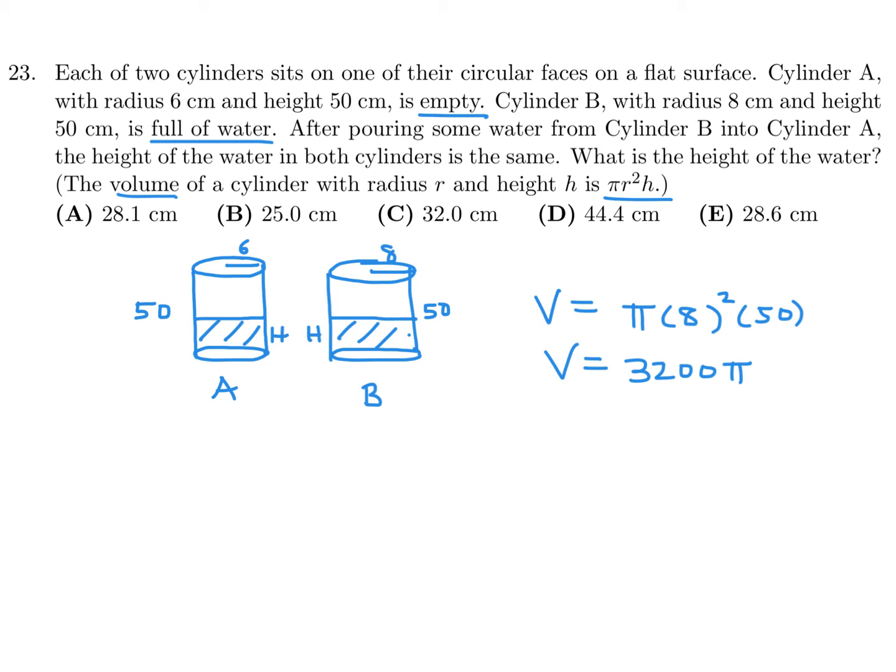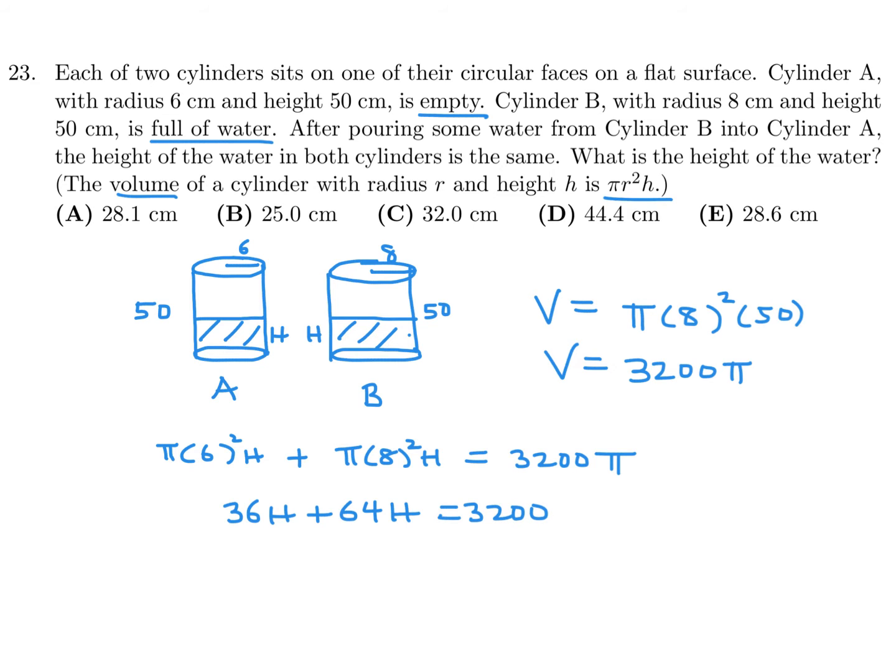Now they want these heights, so I'll just call it h, and the heights are the same, so both are h. For this one, the volume is pi r squared h, which is pi times 6 squared times h, and this one is pi times 8 squared times h. When you add these, they've got a total of 3,200 pi. The pi's cancel from everything, so this is just 36h plus 64h equals 3,200. That's 100h equals 3,200, and therefore h is 32.